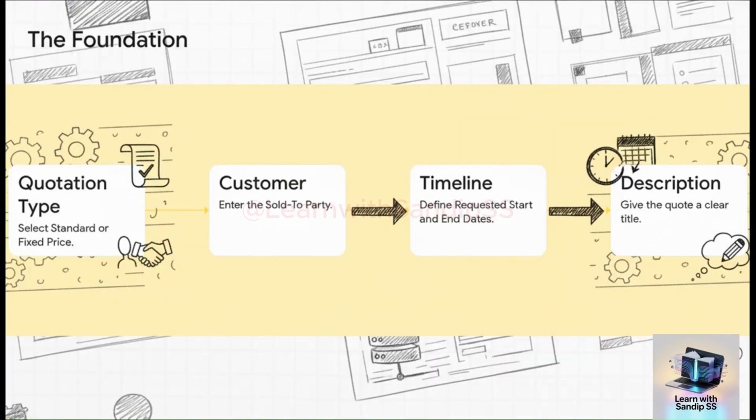Step one is all about laying the foundation. You know, the who, what, and when. You'll pick your quotation type, of course, identify the customer, which SAP calls the sold-to party, set up the timeline, and give the whole thing a clear description. You have to get these basics in before you can do anything else.